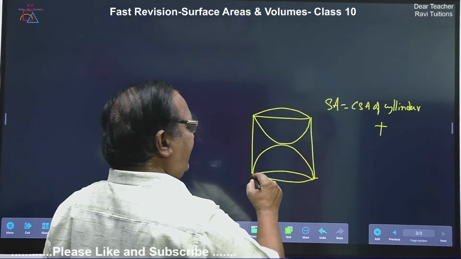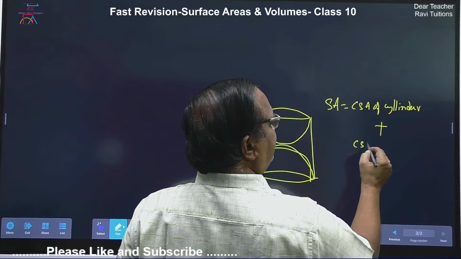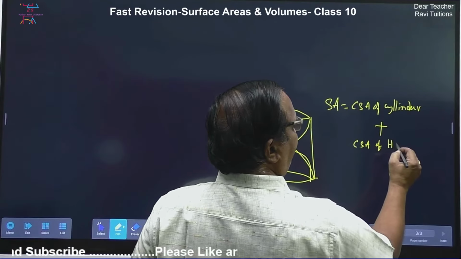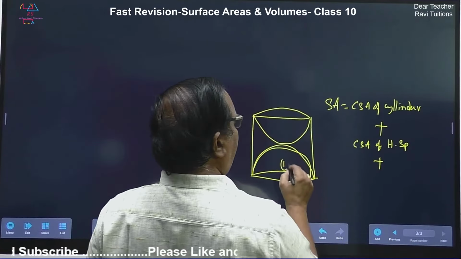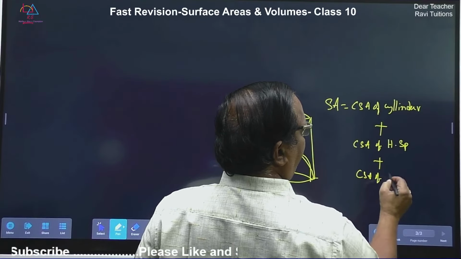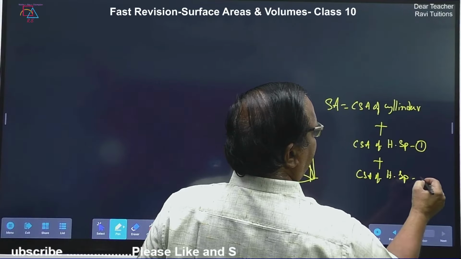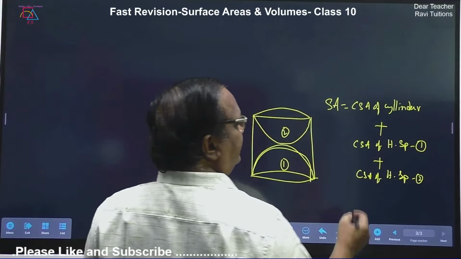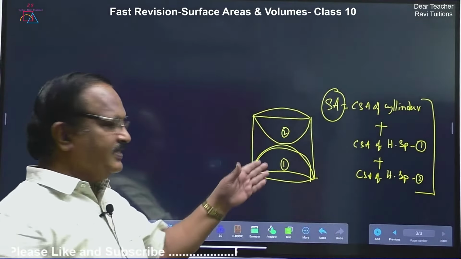So here one hemisphere area, CSA of hemisphere, I write HSP. This is 1 and this is 2. So CSA of hemisphere. This is one area and this is second area. So this total area will become surface area of this part.